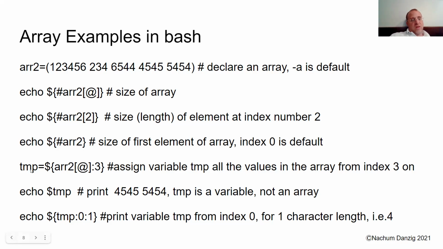Now, temp equals array, the whole thing, :3. What does that mean? All the values in the array from index 3 on. So temp will now be, well, what will temp be? This is an interesting question. Temp will not be an array. Temp will be a variable which has in it the values from 3 on, which is 0, 1, 2, 3, has these two elements. So it'll print this string, but it'll be one string.